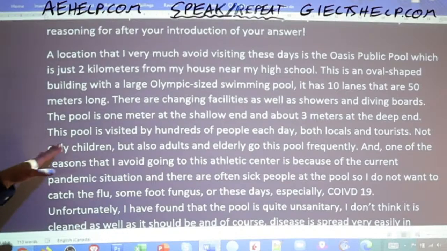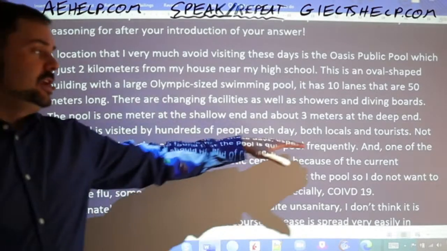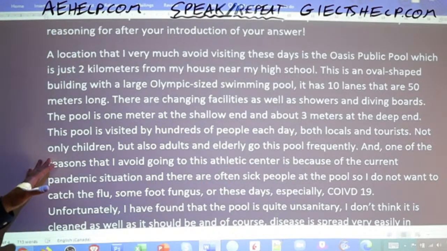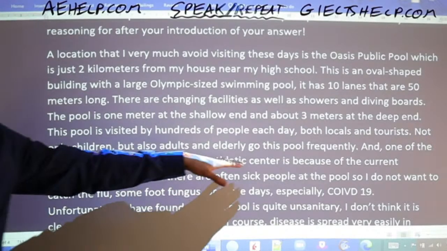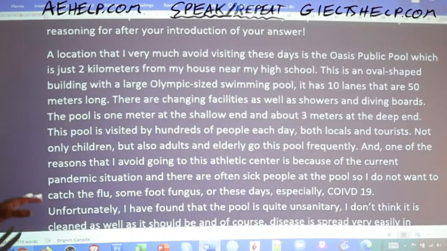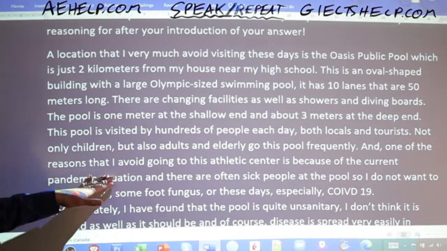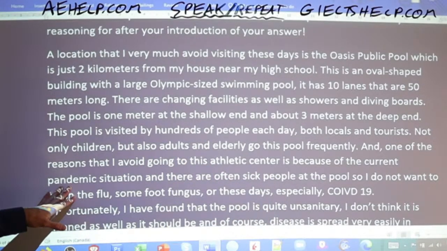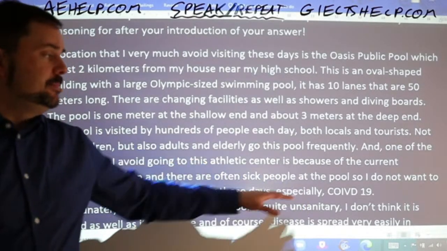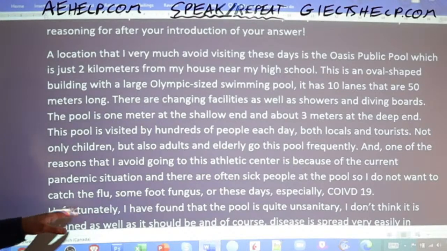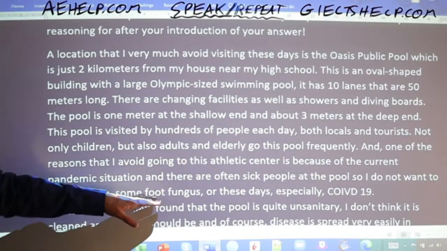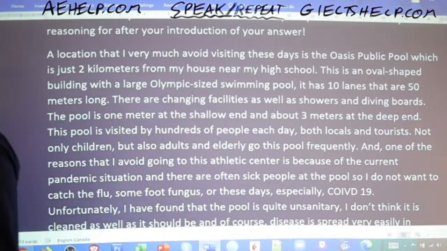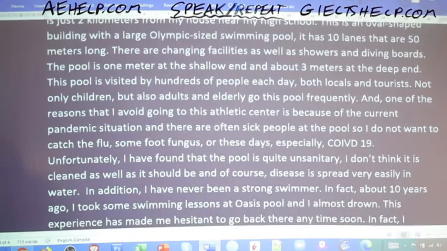This pool is visited by hundreds of people each day, both locals and tourists. Not only children, but also adults and elderly go to this pool frequently. And one of the reasons I avoid going to this athletic center is because of the current pandemic situation. And there are often sick people at the pool, so I do not want to catch the flu, some kind of foot fungus, or these days, especially COVID-19.